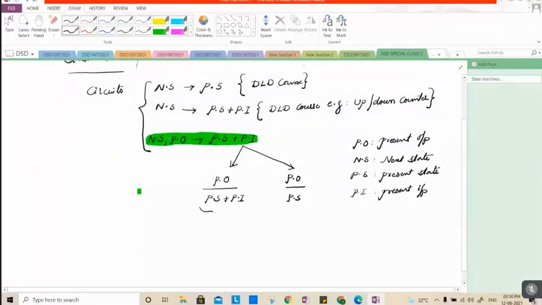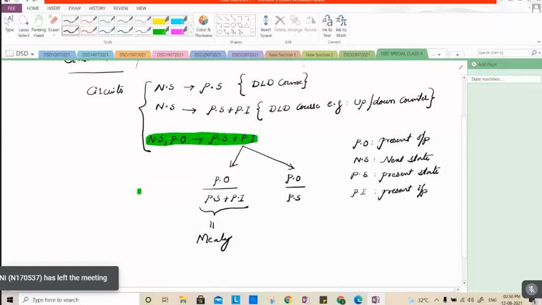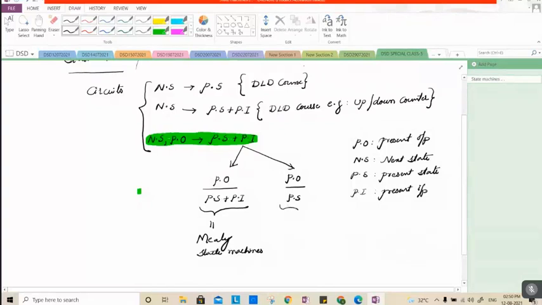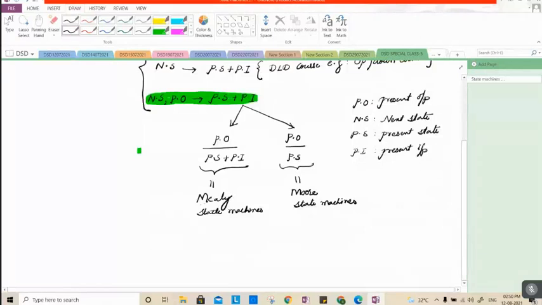So what are these called? These are called as Mealy machines, Mealy state machines. And these are called as Moore state machines. Mealy state machines and Moore state machines, right? Now Mealy and Moore, these are the names of the scientists.